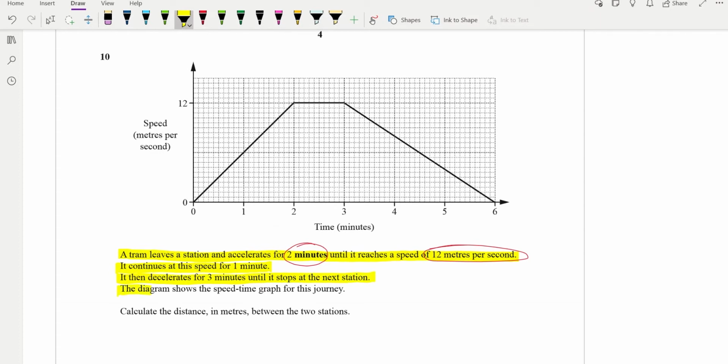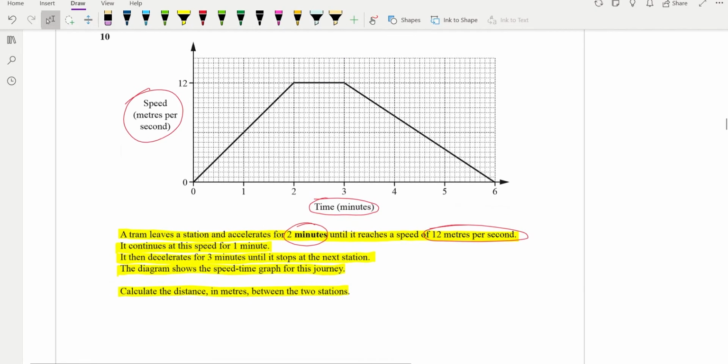The diagram shows the speed-time graph for the journey. Calculate the distance in meters between the two stations. The important thing is that the time is given in minutes and this side is speed in meters per second, so we will be taking care of that.